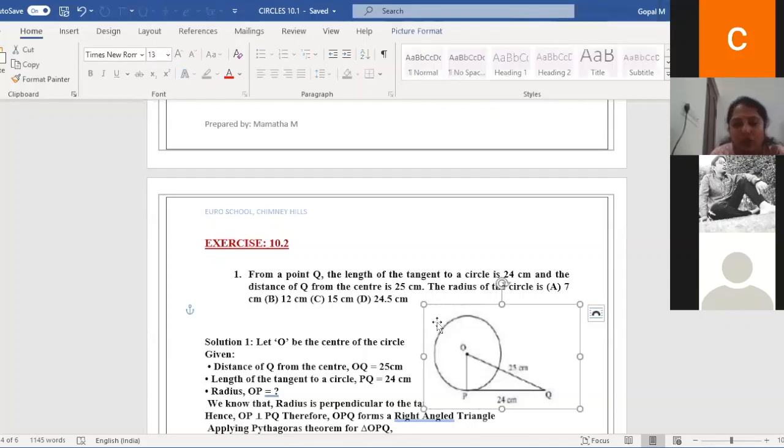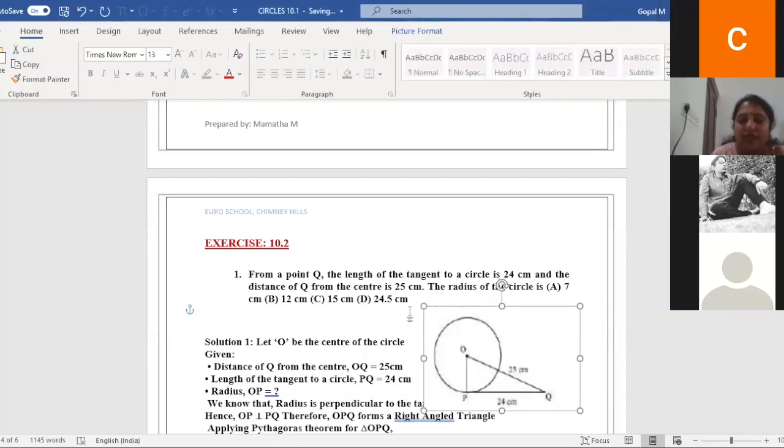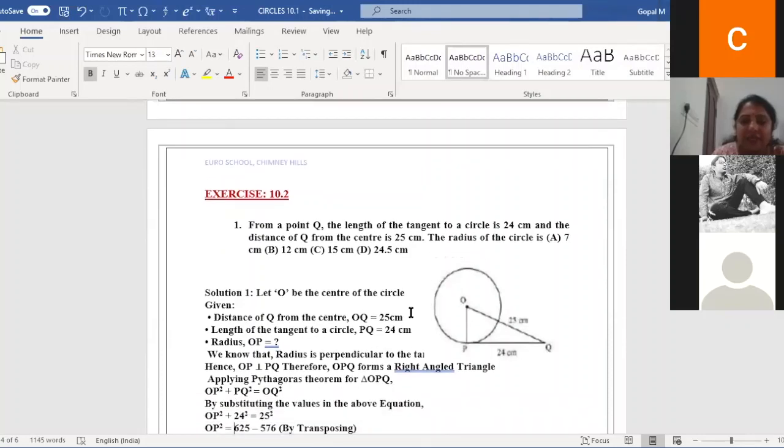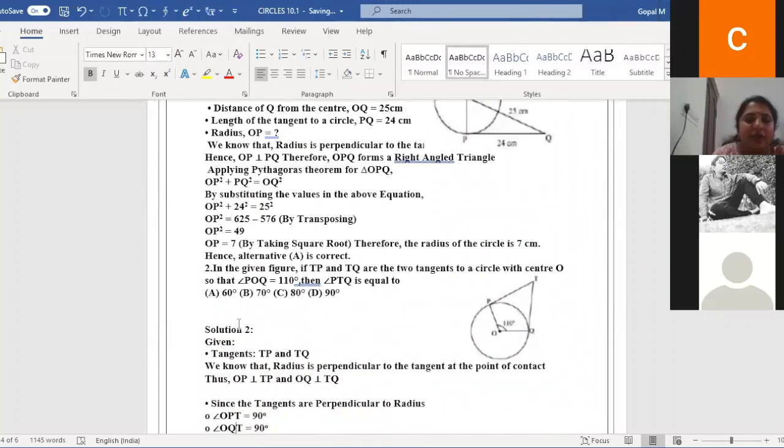According to Pythagoras, you can apply 25 square minus 24 square. 25 square is 625 and 24 square is 576. So OP square is, if we subtract, 49. Here, angle P is the right angle and OQ is the hypotenuse. According to Pythagoras theorem, OQ square is equal to OP square plus PQ square. We need OP square, so OP square is equal to OQ square minus PQ square.